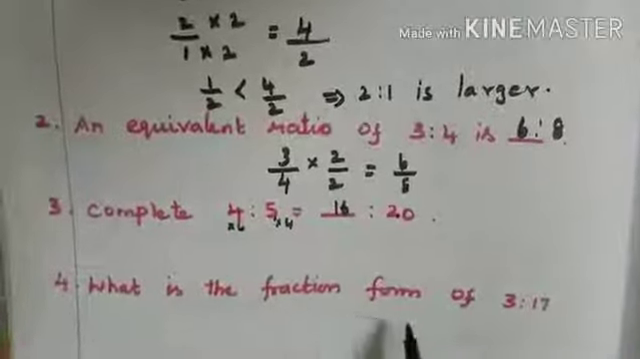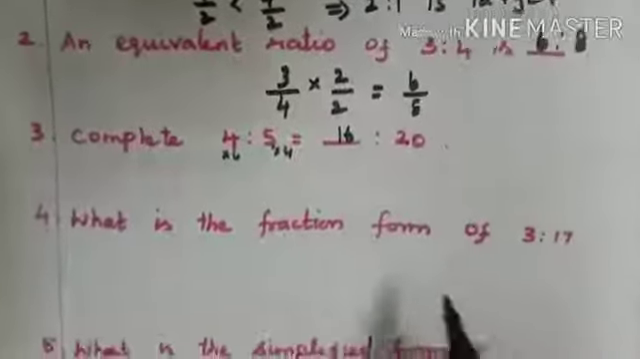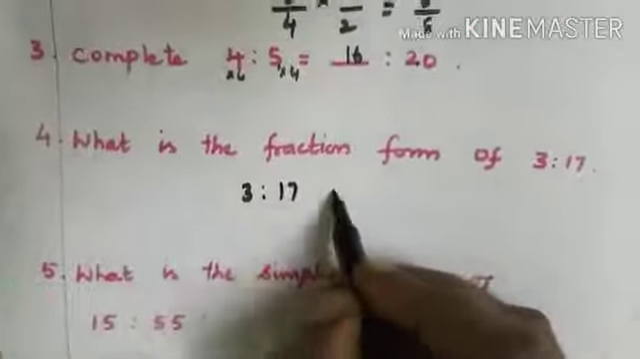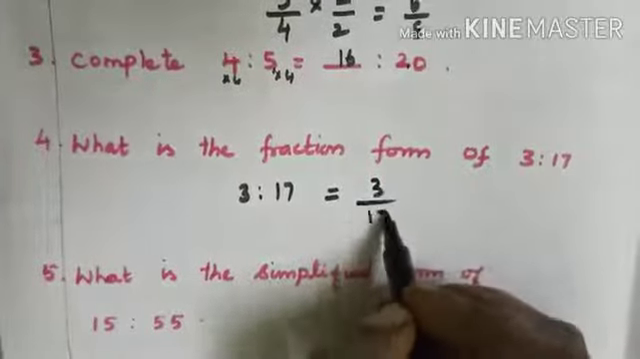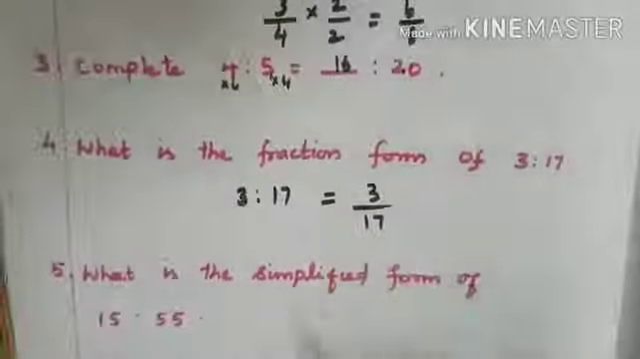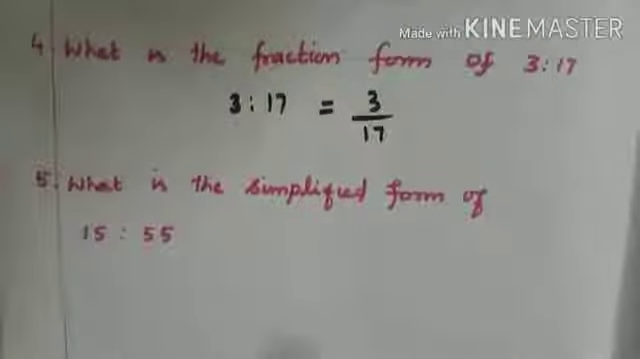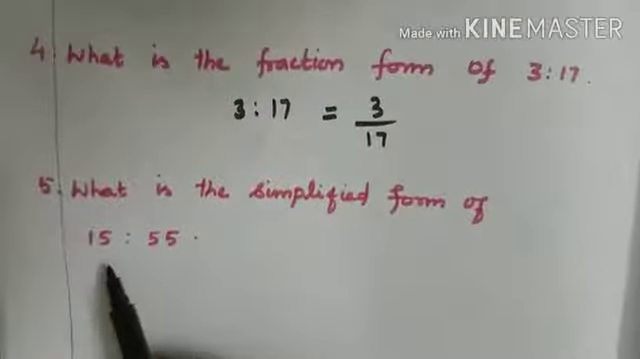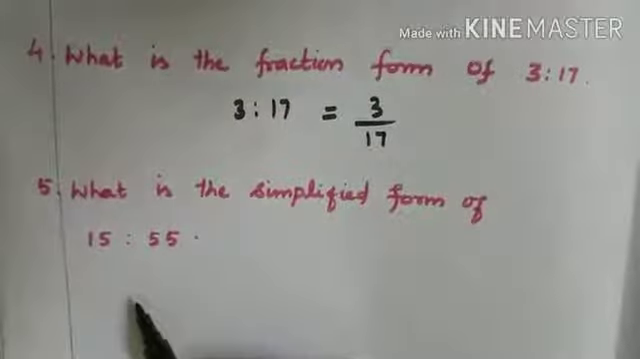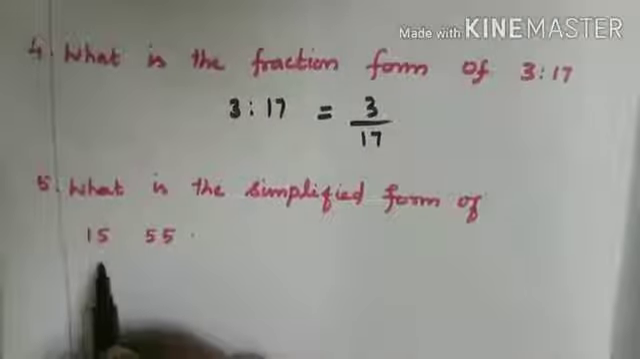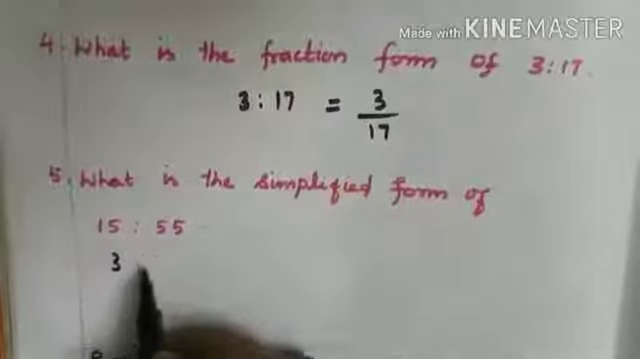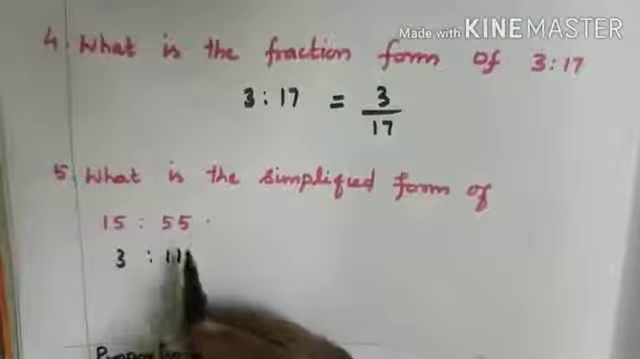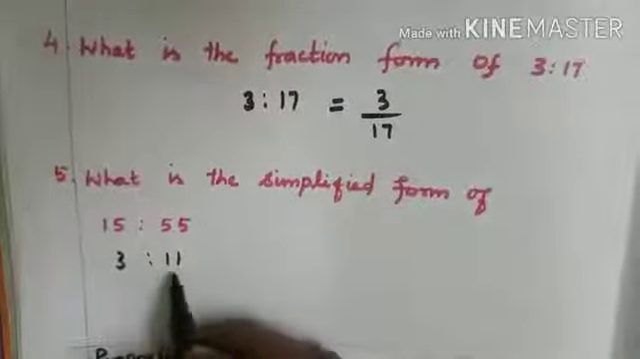Question, what is the fraction form of 3:7? How will we write the fraction form? 3:7 is in ratio. Therefore 3 divided by 7. So this is the fraction form. Next question, what is the simplified form of 15:55? How are we going to simplify? Since both the numbers end with 5, we can use the fifth table, isn't it? Therefore 3 5s are 15 and 11 5s are 55. Therefore the answer is 3:11.